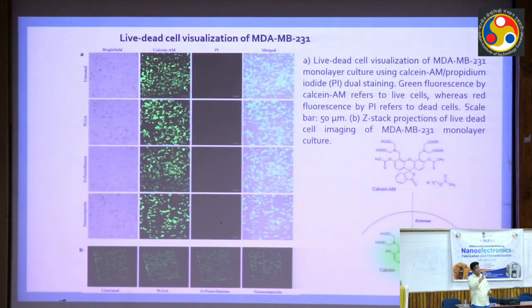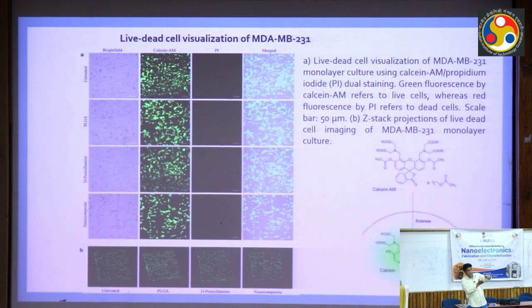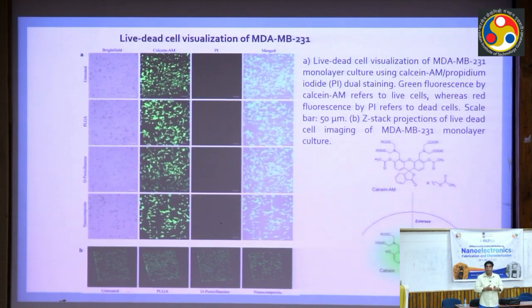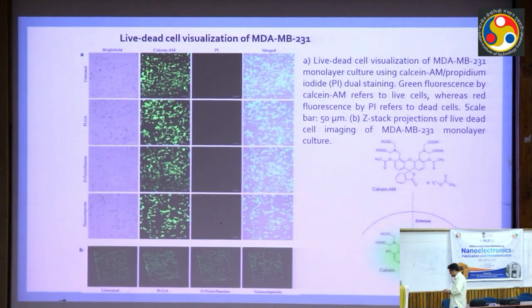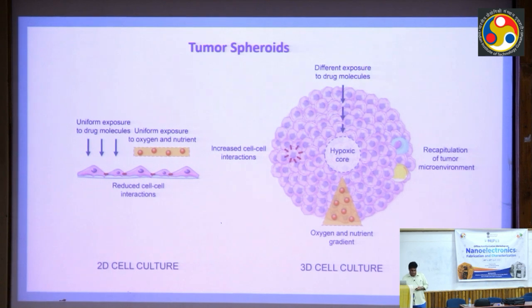So assume that you have the green and the red color combined, the cells are dying. You can see the quantitative value of the images, and you can easily see how much is happening over there, right? So that is one instance.